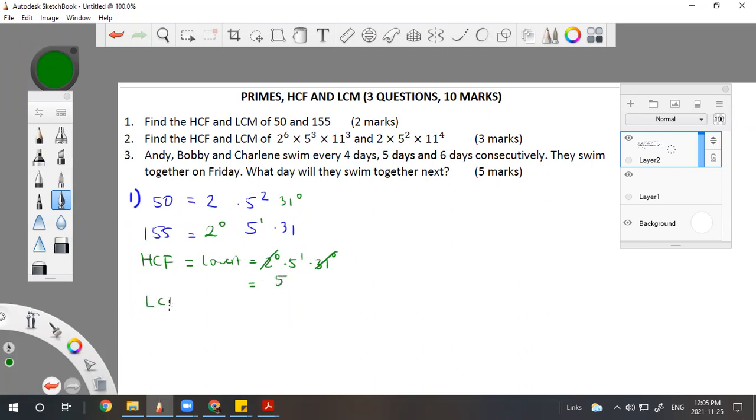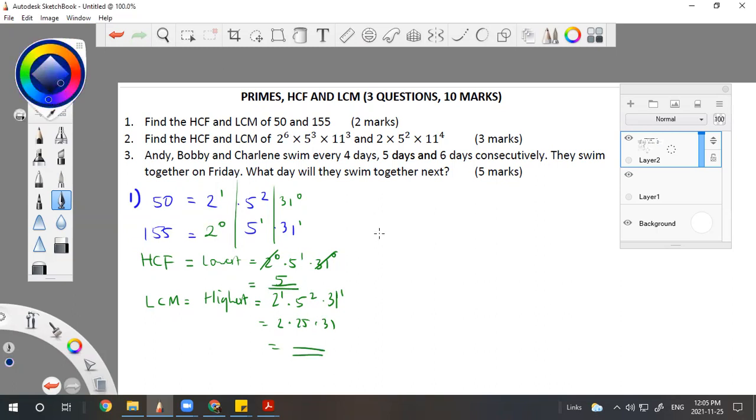And how to find the LCM? LCM means the highest power, right? So you calculate 2 power 1 times 5 power 2 times 31 power 1, comparing one by one. You can use your calculator to calculate this. I don't want to do it, but you know how to do it.